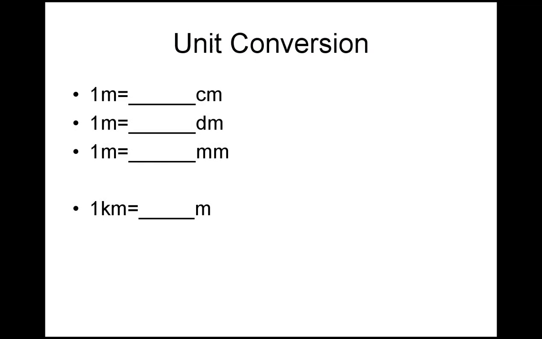Unit conversion. 1 meter equals what? 100 centimeters? Good. Thank you, John. So 1 meter also equals, Jacob? 10 decimeters. Thank you. So 1 meter also equals, Livy, go ahead. Yes, 1,000 millimeters. And 1 kilometer equals, yes, 1,000 meters. Any questions about this? Okay, fine.